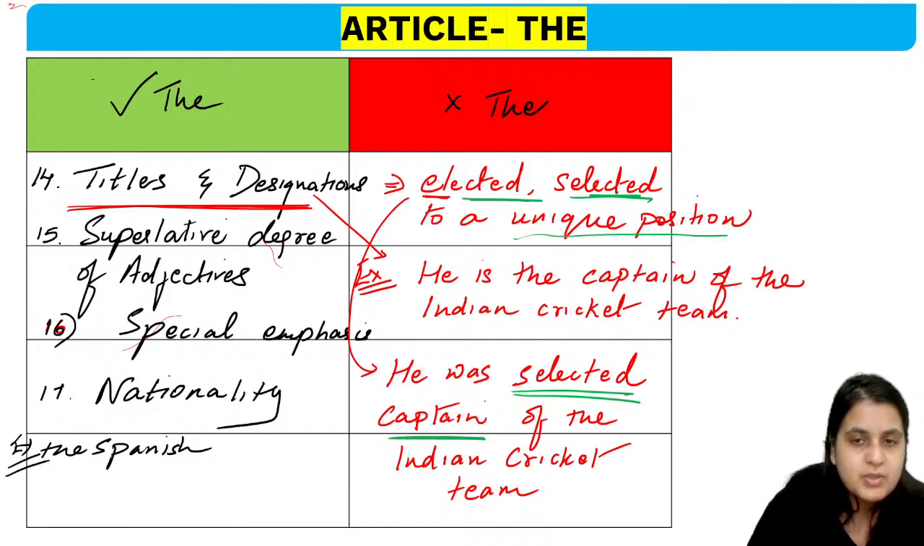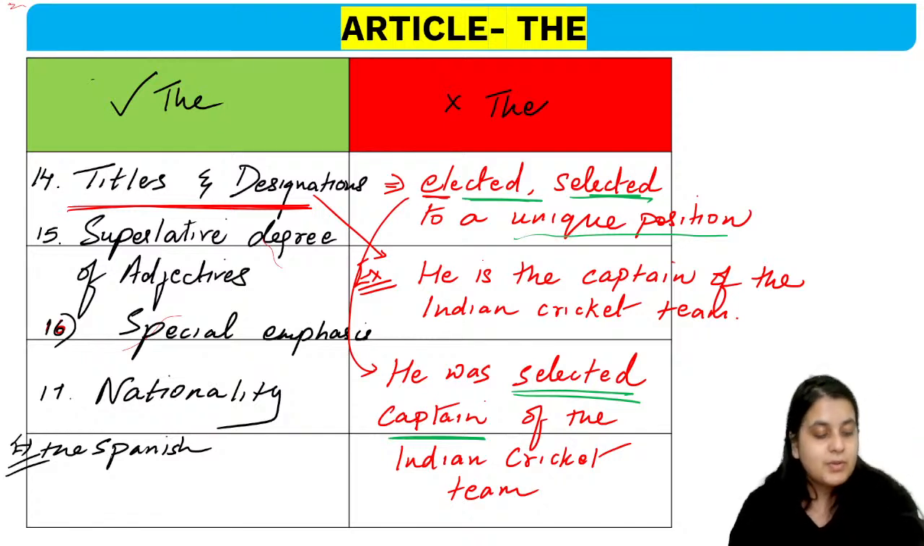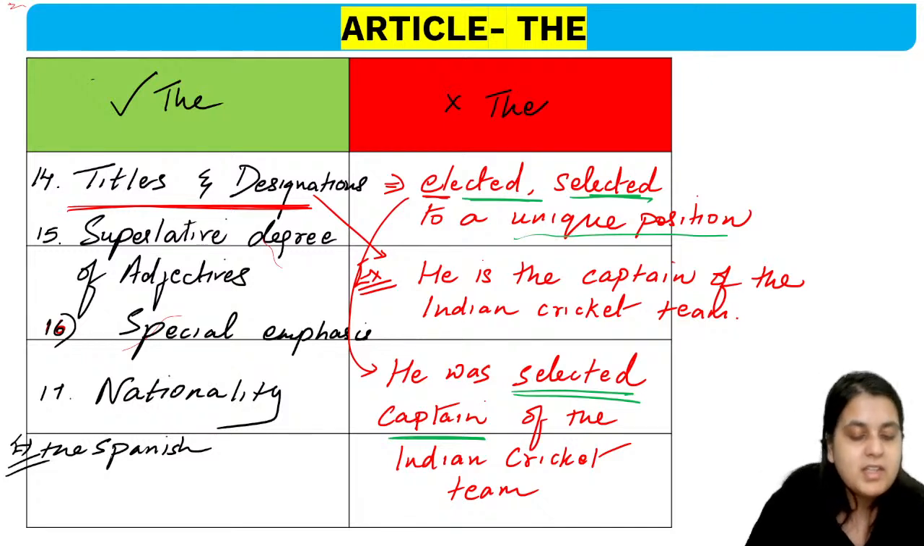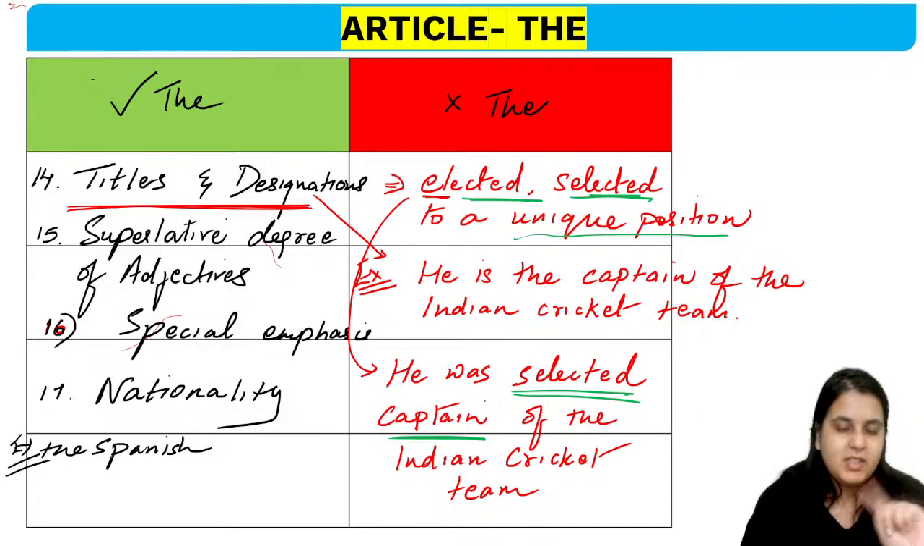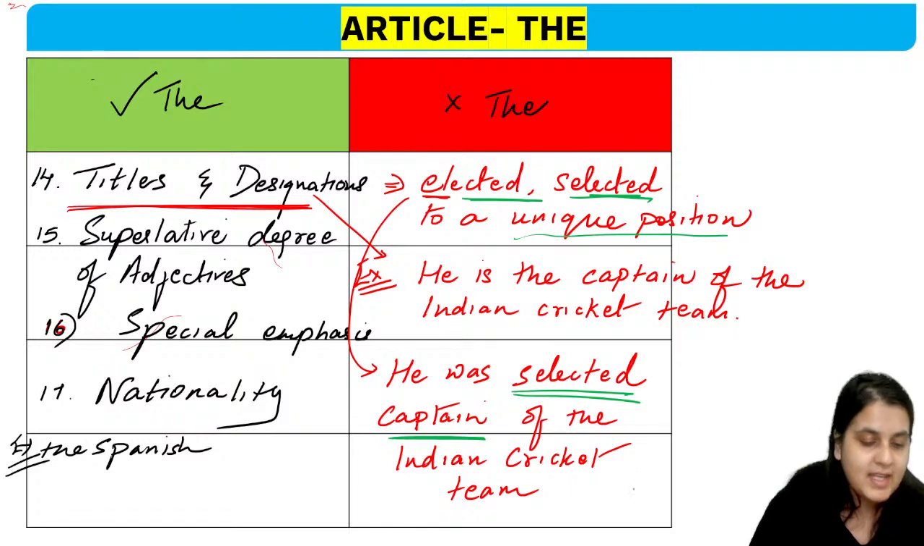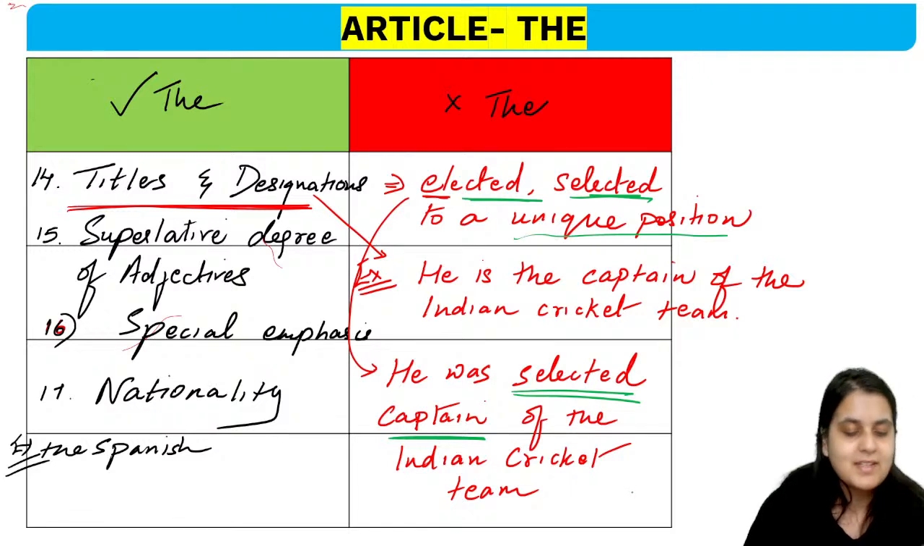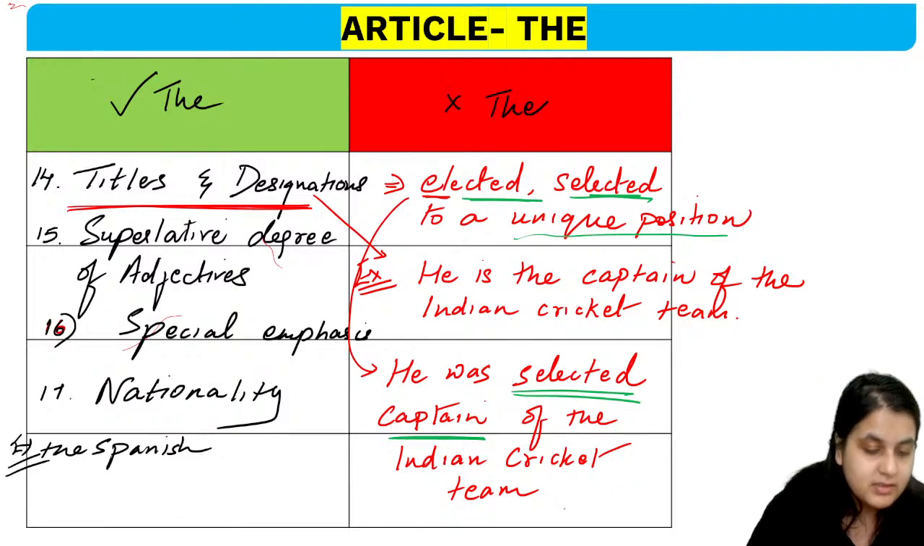Member of Parliament is not a unique position. There are a lot of MPs. Okay, it has to be a unique position. Let's say captain or president of India or prime minister. He is the prime minister of India. He was elected prime minister of India. As गलत है, as नहीं आना चाहिए. Guys, you will not say he was selected as captain or as the captain. As तो आएगा ही नहीं.